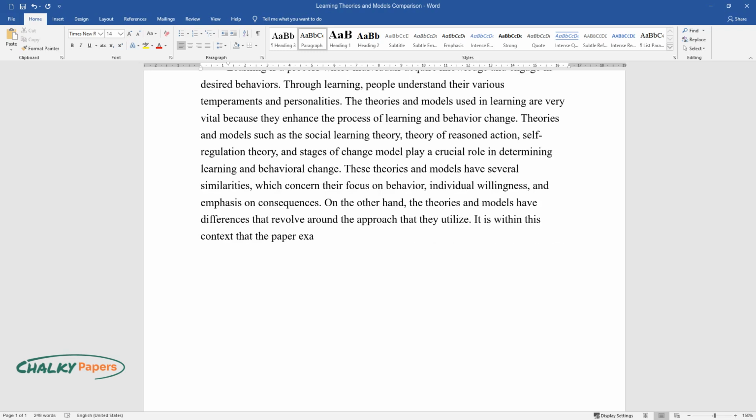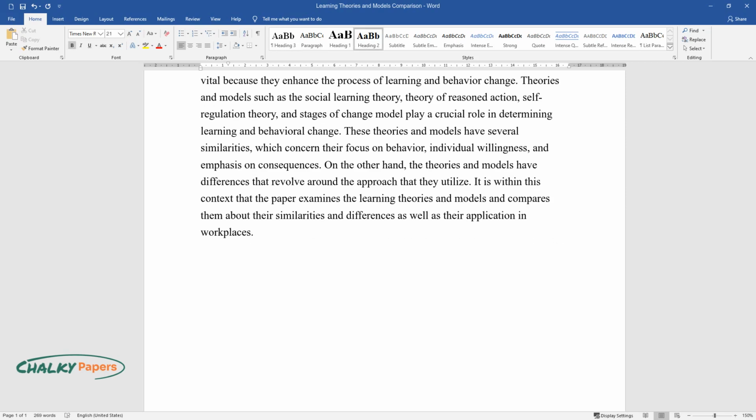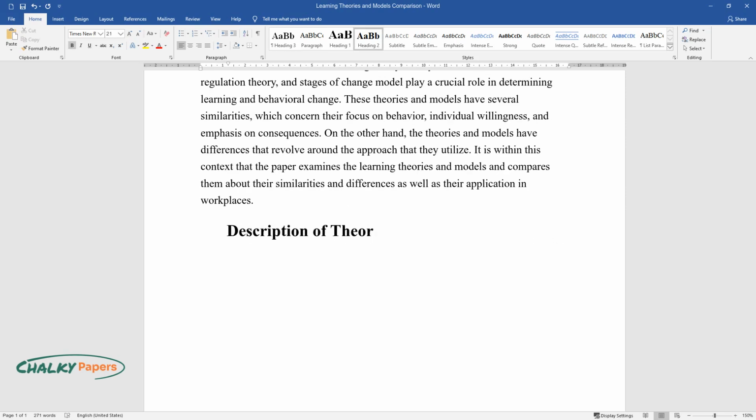It is within this context that the paper examines the learning theories and models and compares them about their similarities and differences as well as their application in workplaces. Description of theories and models.